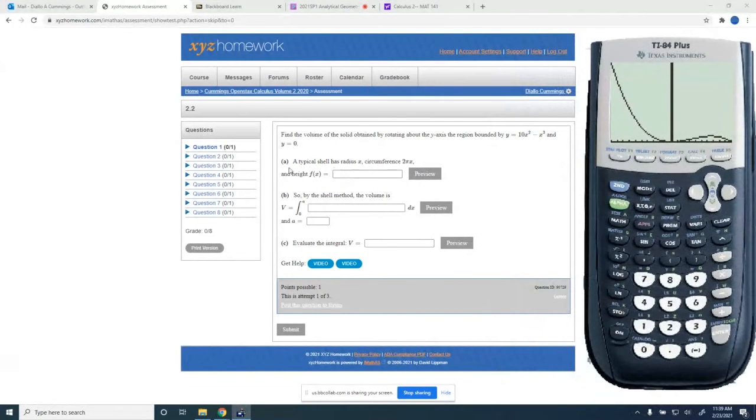all right, so there's some things here to answer. It says a typical shell has a radius of x, the circumference is 2 pi x, and they want the shell's height. So notice that the height of the shell is basically our function. That's 10x squared minus x to the third power.